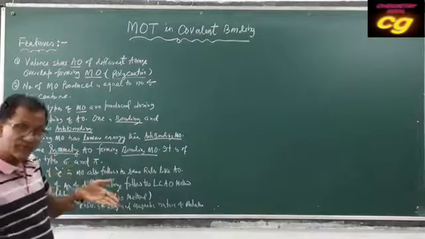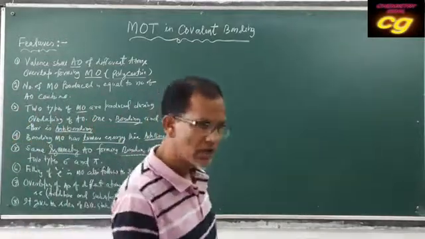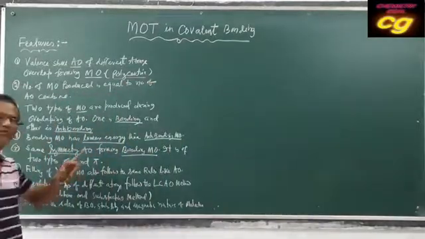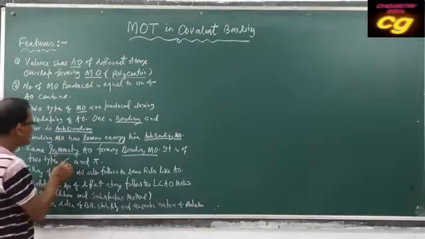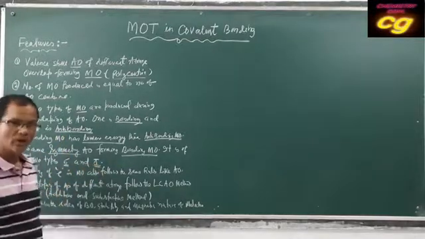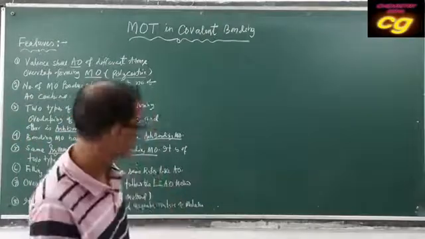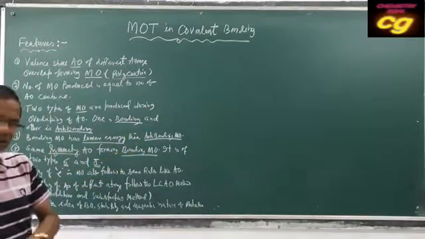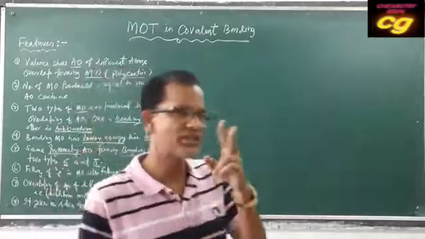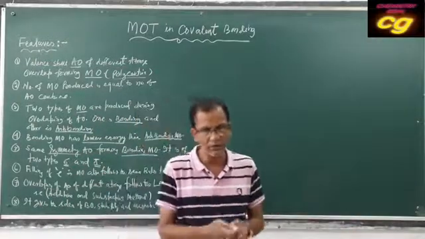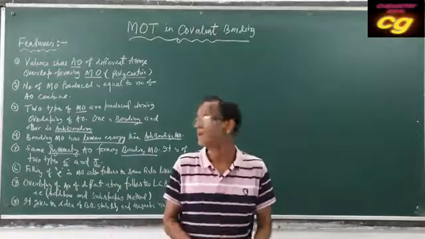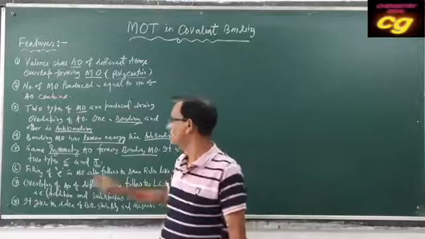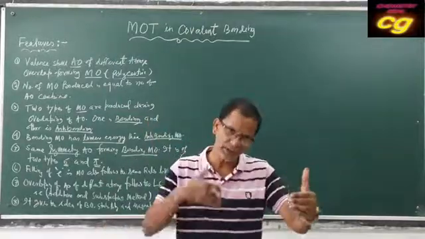Then, how many types of orbitals are generally produced? It may be a sigma bond, it may be a pi bond. Already you know. So there are two types of molecular orbitals produced, either sigma or pi. In terms of energy, it is bonding or antibonding, but generally in nature it is of two types. When it produces a sigma bond, that is called a sigma molecular orbital. When it produces a pi bond, that is called a pi molecular orbital. So it depends upon the nature of the bond.